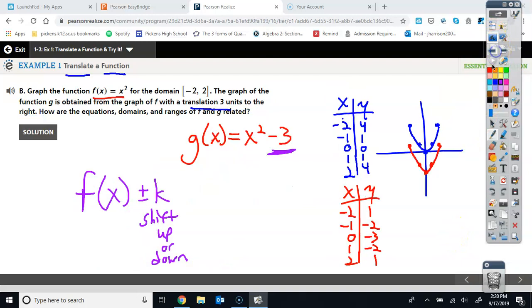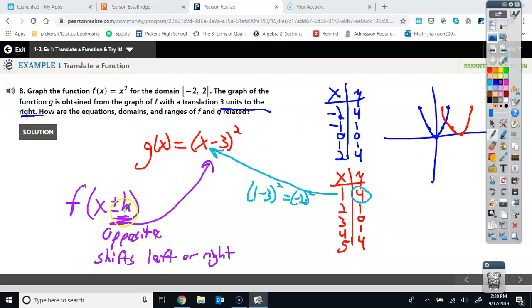So when you move a graph up or down, it's going to be shifting up or down using plus or minus on the end. When you move it left and right, it's going to be plus or minus on the inside of the function. We do this x minus 3 first, and then we square it. That's the order of operations from way back in Algebra 1.